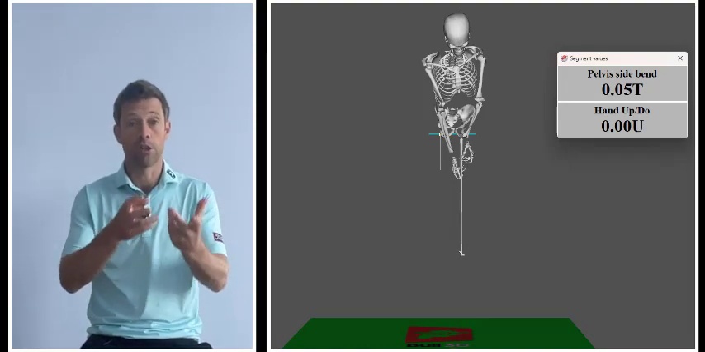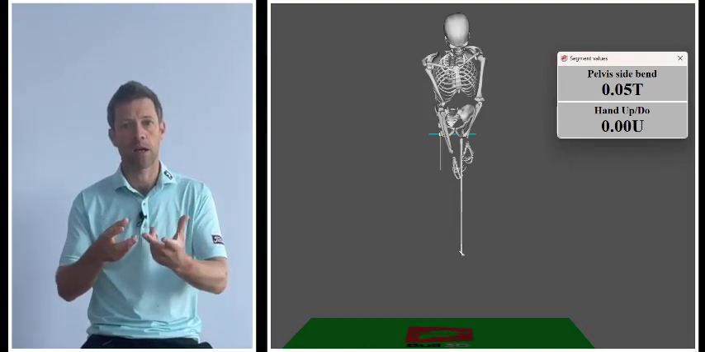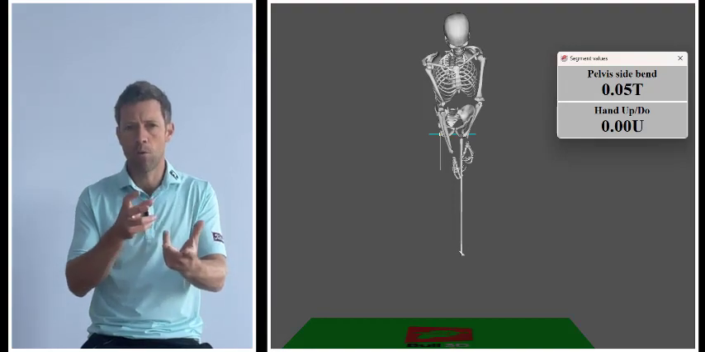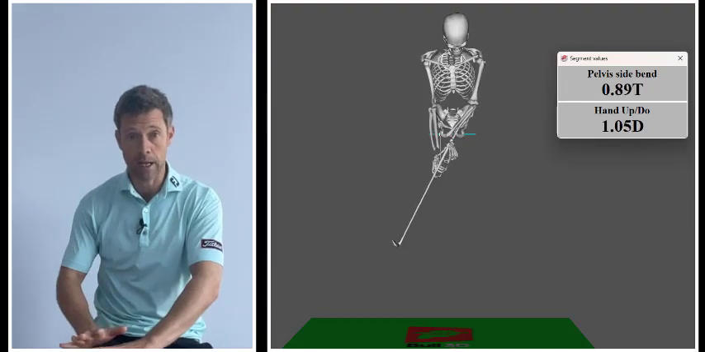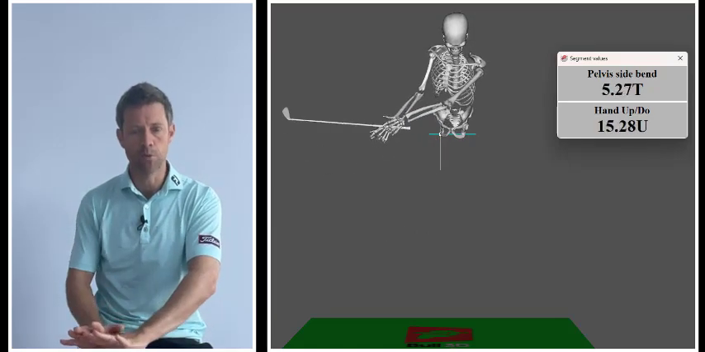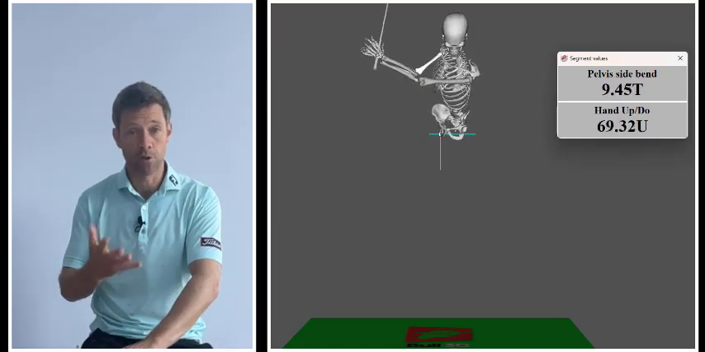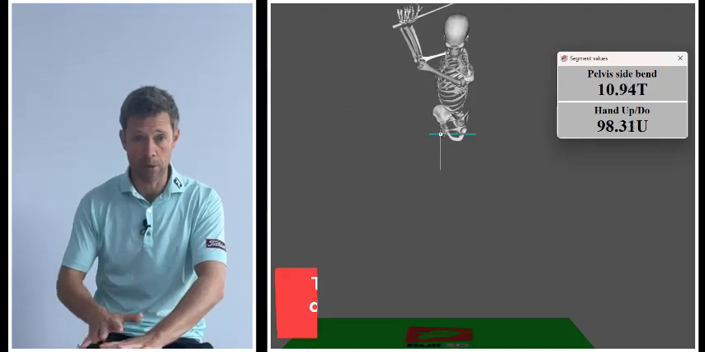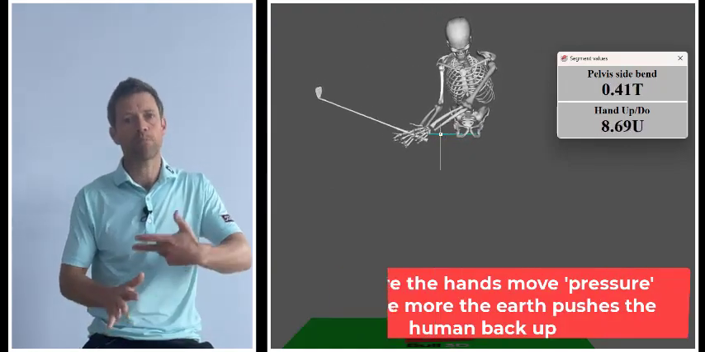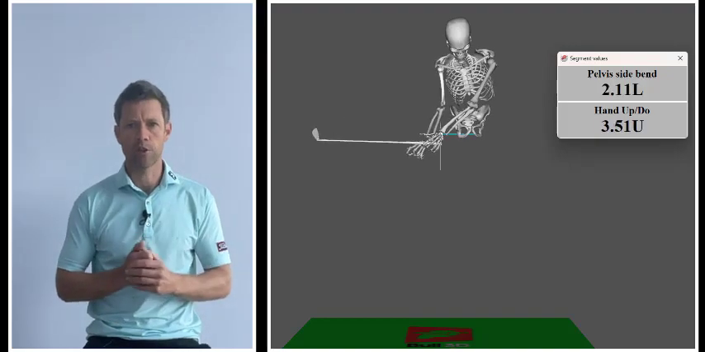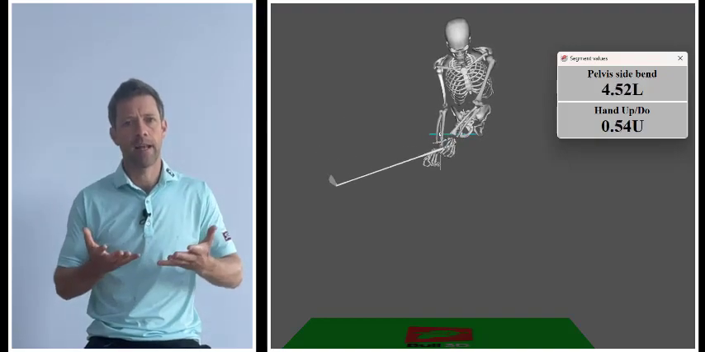What encourages reaction force is to understand what it's first reacting to. One of the more dominant influences is how much those hands pressure downwards, how low the hands move in the downswing. The response to the floor is that the more we pressure downwards, the lower the hands move, the more the earth pushes us back upwards. We then start to see those corresponding elevations through the pelvis and that lead hip moving upwards.